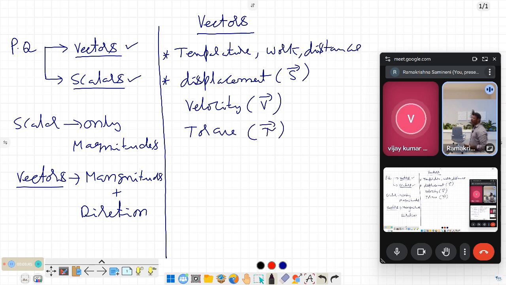What is torque, sir? Torque. What does it mean? It is one type of force, but this force makes the body rotate.